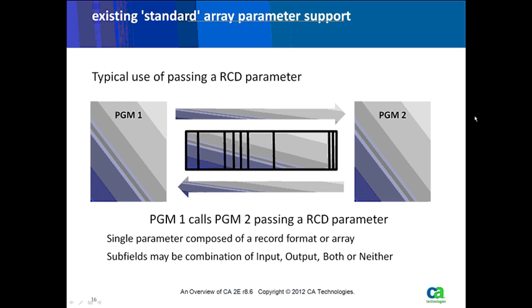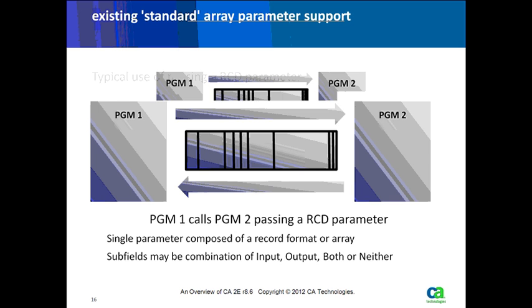So for those of you that don't use a lot of web stuff, I'll go into some detail. Here is typically when you pass a record parameter. This little box in the middle shows the record format. You've got 1 field, 2 fields, 3, 4, 5, 6, 7, 9 fields in this record format. And so when you pass this record from program 1 to program 2, it passes a single parameter. As you know, TUI functions can have a maximum of 9 parameters, so it's passing this single parameter, which may contain a number of fields. And each of those fields could be input, output, both, or neither. That's how a record parameter is typically passed.